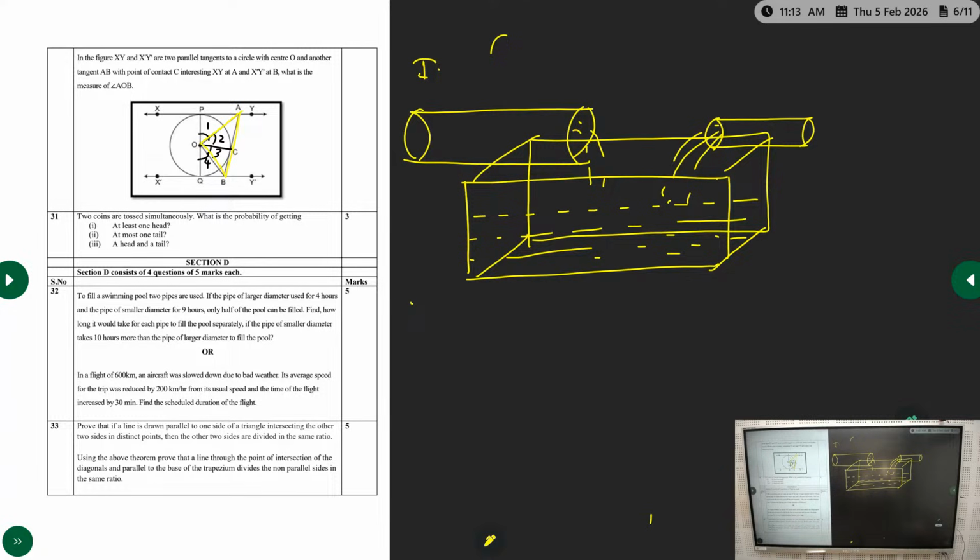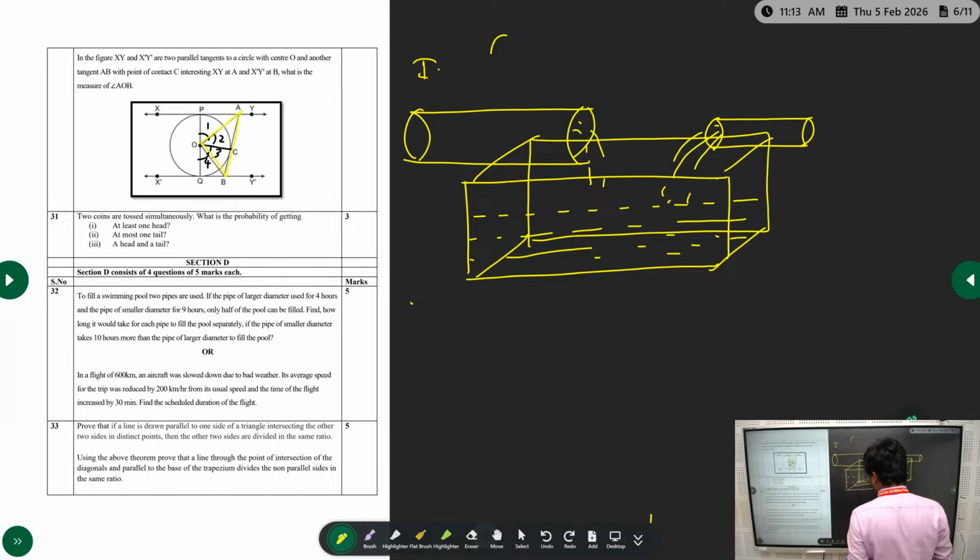Done now. Everybody done with the figure? Shall I remove this figure? Yes, sir. This was not necessary, just for understanding, right?